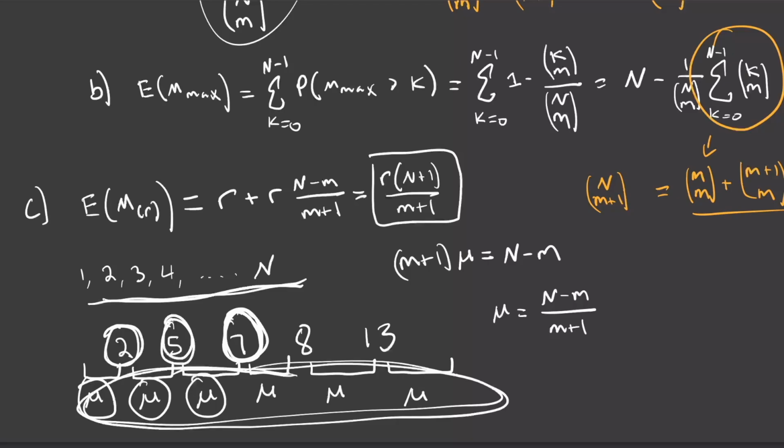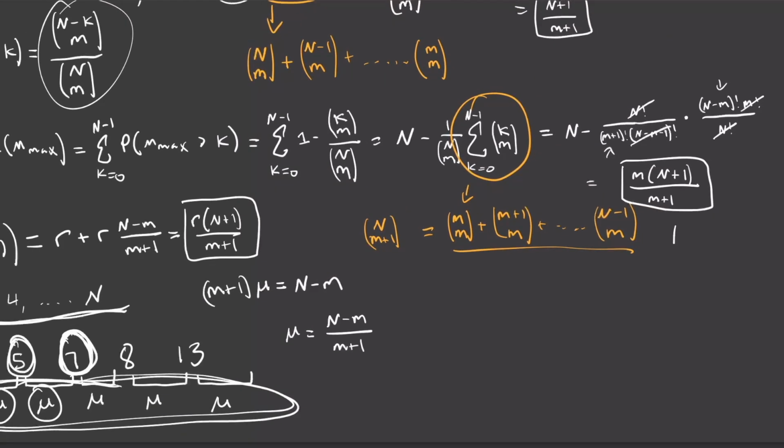And you can see that it makes sense because when r is equal to 1, we're finding the minimum. The first order statistic is the minimum. And in that case, we just get r equals 1, so this would just go away and we'd get n plus 1 on m plus 1, which is exactly what we got in part A. Similarly, if we use r equals m, so we're looking at the mth order statistic, which is basically the maximum, the expected value of the maximum. When we plug that in here, we get m times n plus 1 on m plus 1, which again is exactly what we got in part B.